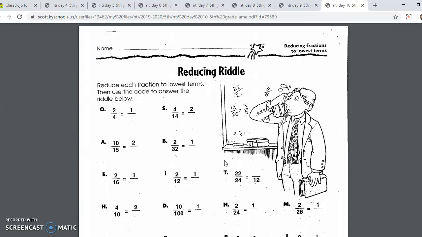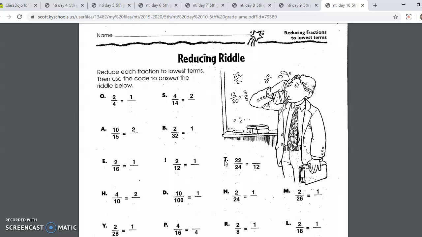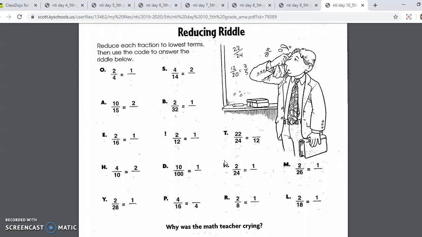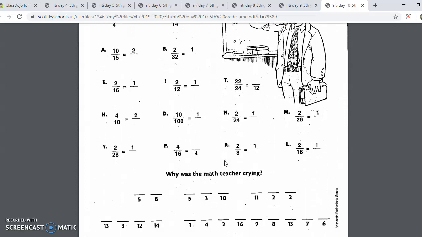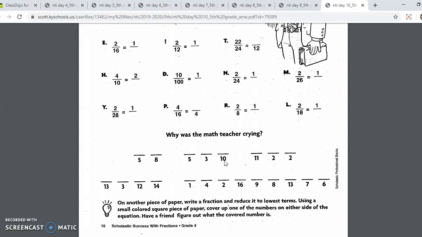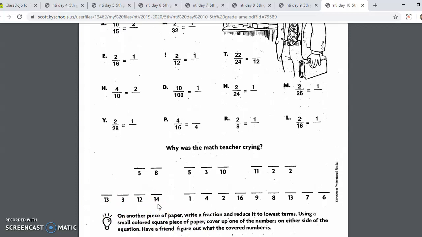Then here you have a reducing fractions to their lowest terms riddle. I honestly thought this was kind of fun, so I hope you guys enjoy it too. The riddle is, why was the math teacher crying? There is another little activity here if you'd like. It says on another piece of paper, write a fraction, reduce it to lowest terms, using a small colored square piece. Cover up one of the numbers on either side of the equation and have a friend figure out what the covered number is.